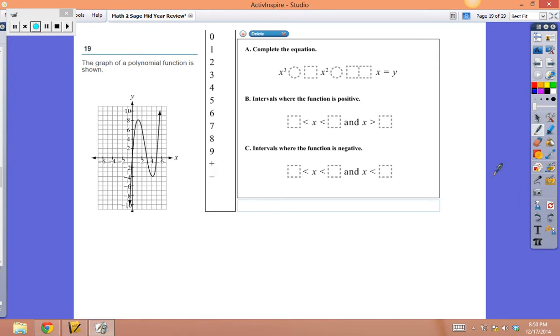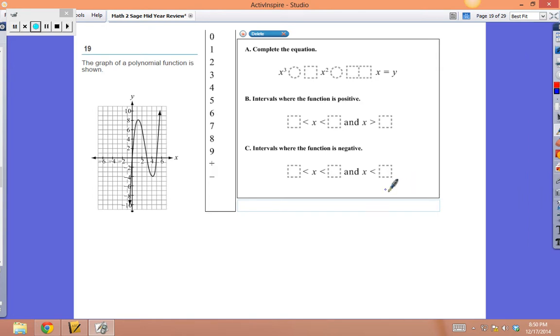Number 19, they want to know when this function is positive. Let's do B and C first. When is it positive? When is it negative? And then let's see if we can find out what kind of function this is. So this function has 1, 2, 3 zeros. So I know it's going to be some type of cubic, where the biggest exponent is going to be 3.